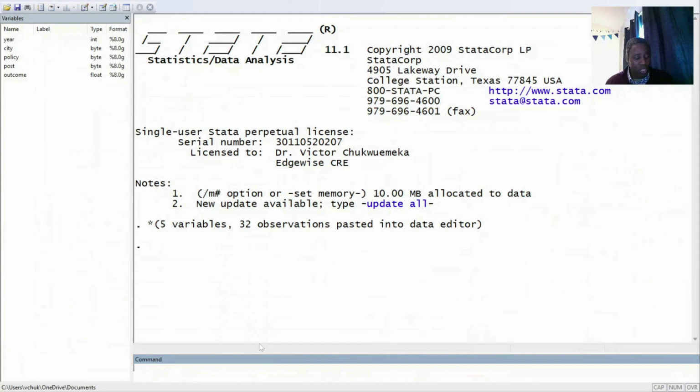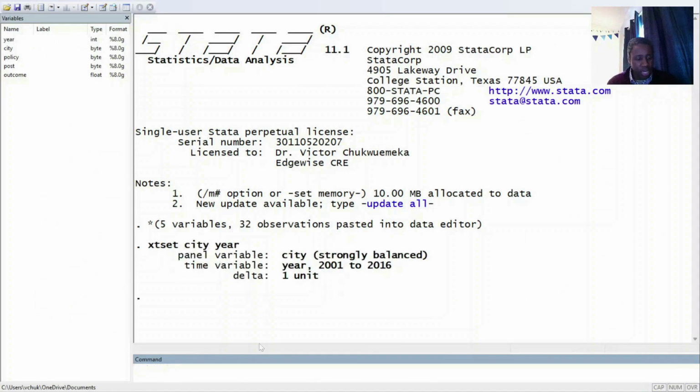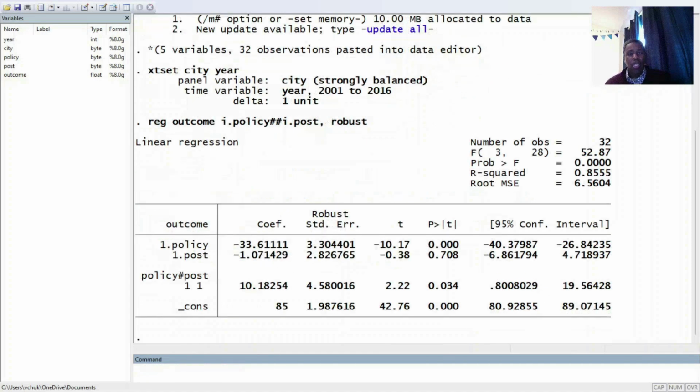So the first thing to do is set the time. City and year. There you go, that's done. And now we're going to regress the outcome against the policy. Post outcome. Here we go. And this is our results.